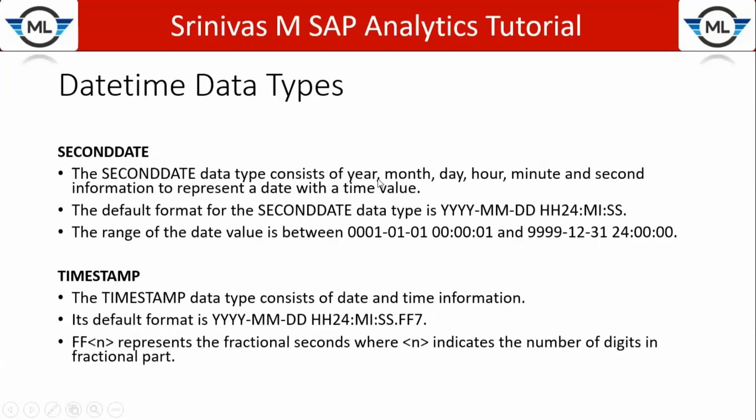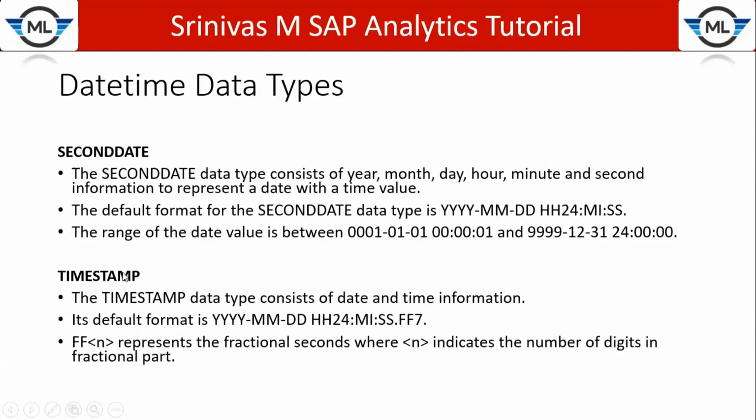Second date data type consists of year, month, date, hour, minute and second information. You see, it means date plus time. Date plus time is nothing but second date. Okay. So this is the minimum and maximum date that you can store under the second date.